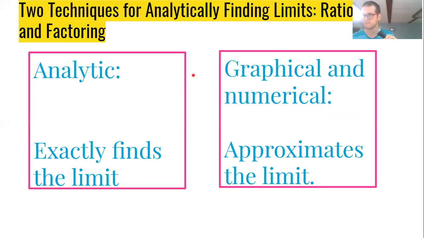I have a couple things, just pointing it out. Analytic is your algebraic approach. That's exactly finding the limits. Okay? Graphical and numerical, again, it's giving you an approximation. It's giving you an idea.